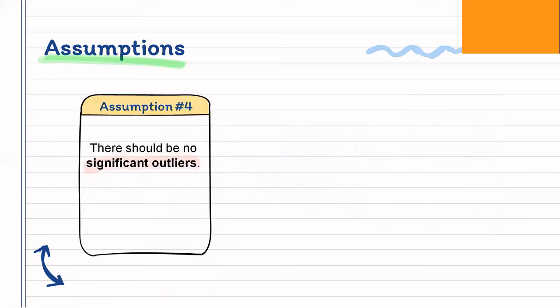The next assumption is that there should be no significant outliers. Outliers are simply single data points within your data that did not follow the usual pattern. Example, in a study of 100 students' IQ scores where the mean score was 108 with only a small variation between students, one student had a score of 156, which is very unusual, and may even put her in the top 1% of IQ scores globally.